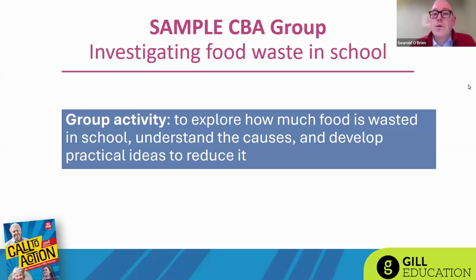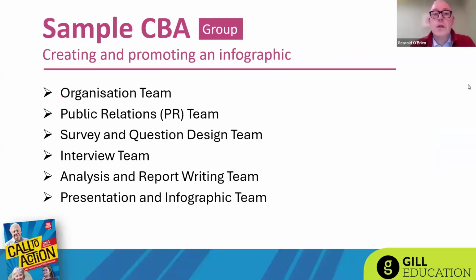So it was a survey literally on food waste in the school. So we set up our teams first, and we had an organizing team. Their job was to get permission from management to send out emails to parents, for example, the survey to parents, to send it out to students. We had a PR team to make people aware of it, and a survey question and design team.